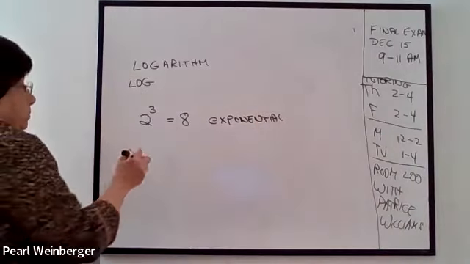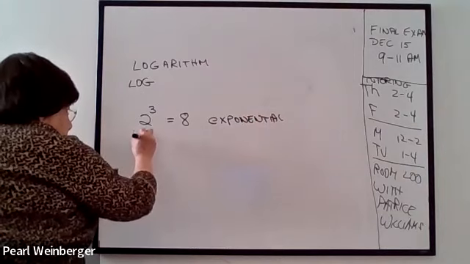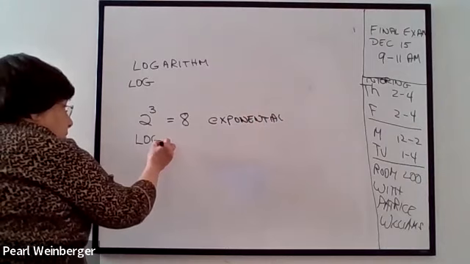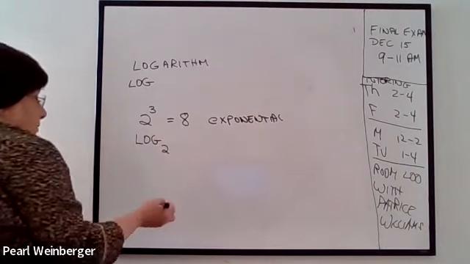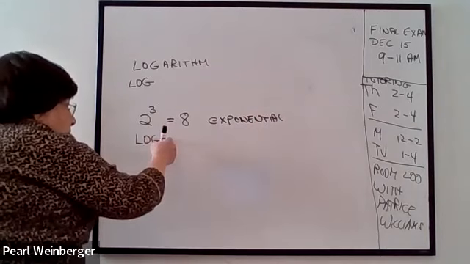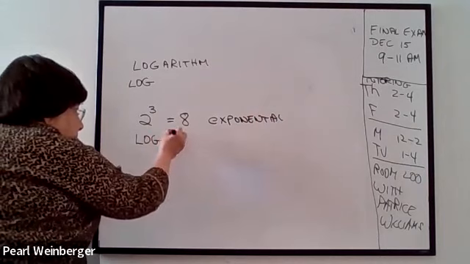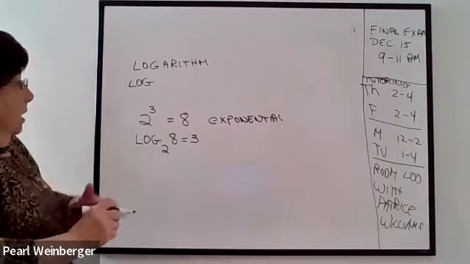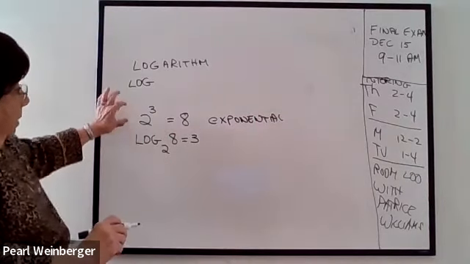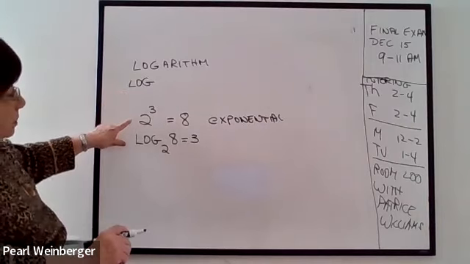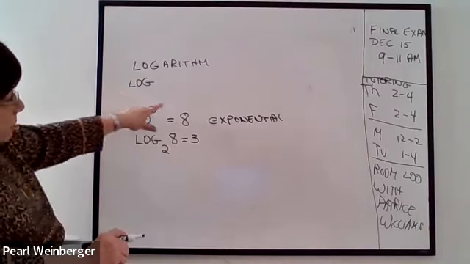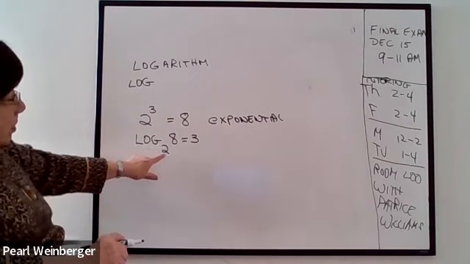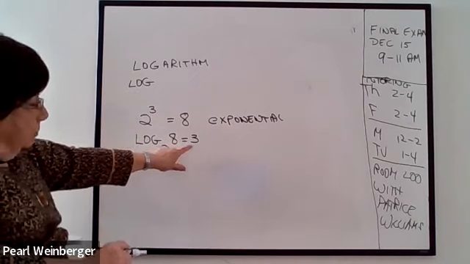Here's logarithmic form. We write the word log. There's a subscript next to the word log, which is the base of the exponent. Next to the word log goes the final answer, and that equals 3. This is the logarithmic form of this statement. This statement is read 2 to the 3rd power equals 8. This statement is read the log base 2 of 8 equals 3.